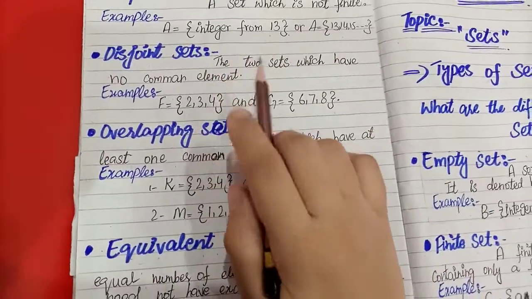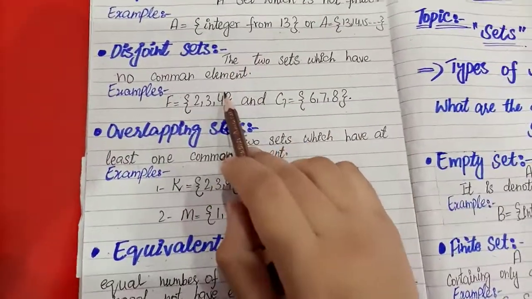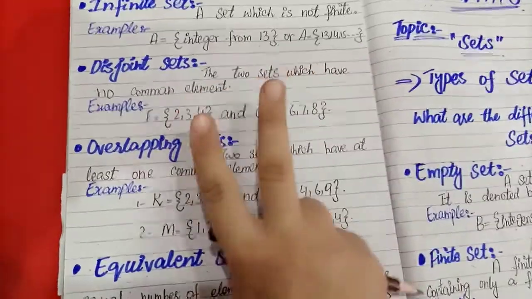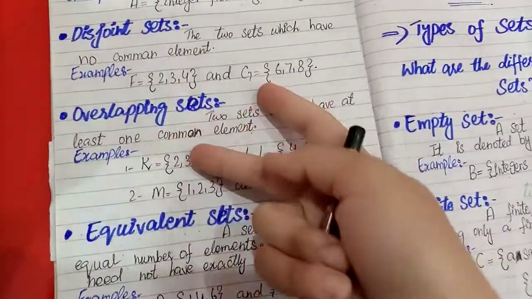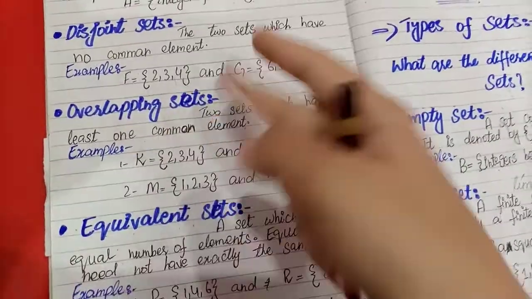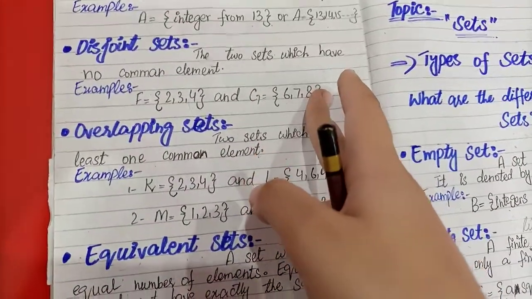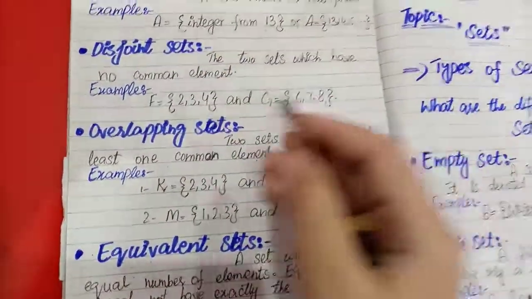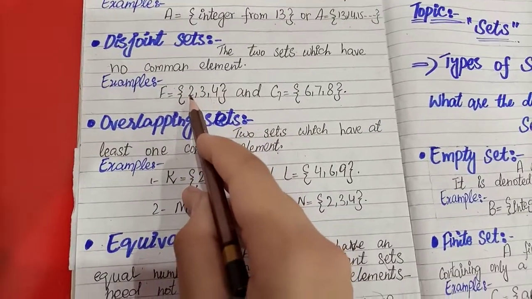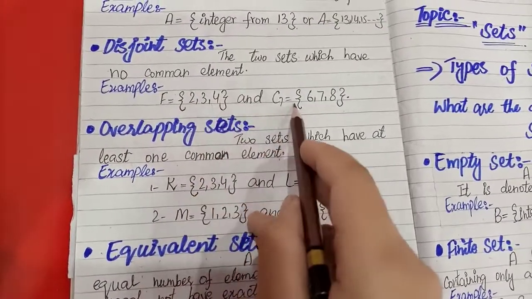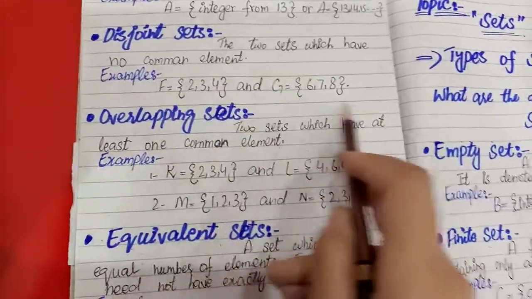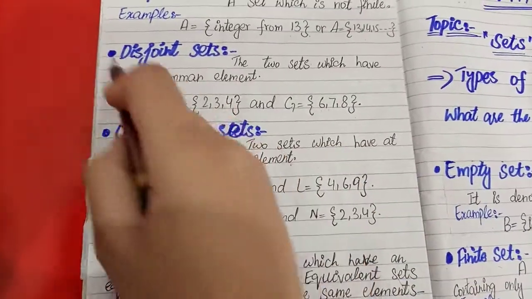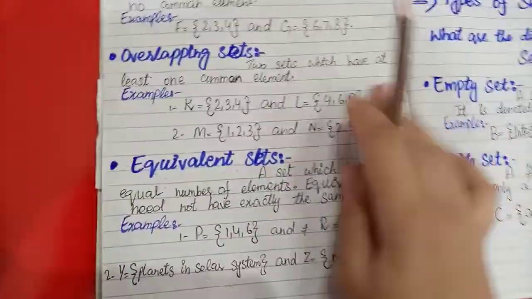Disjoint sets: two sets which have no common element. There are two sets, and one set does not have any common element with the other set. See the example: F is equal to 2, 3, 4, and G is equal to 6, 7, 8. Both sets do not have any common element, so we call them disjoint sets.